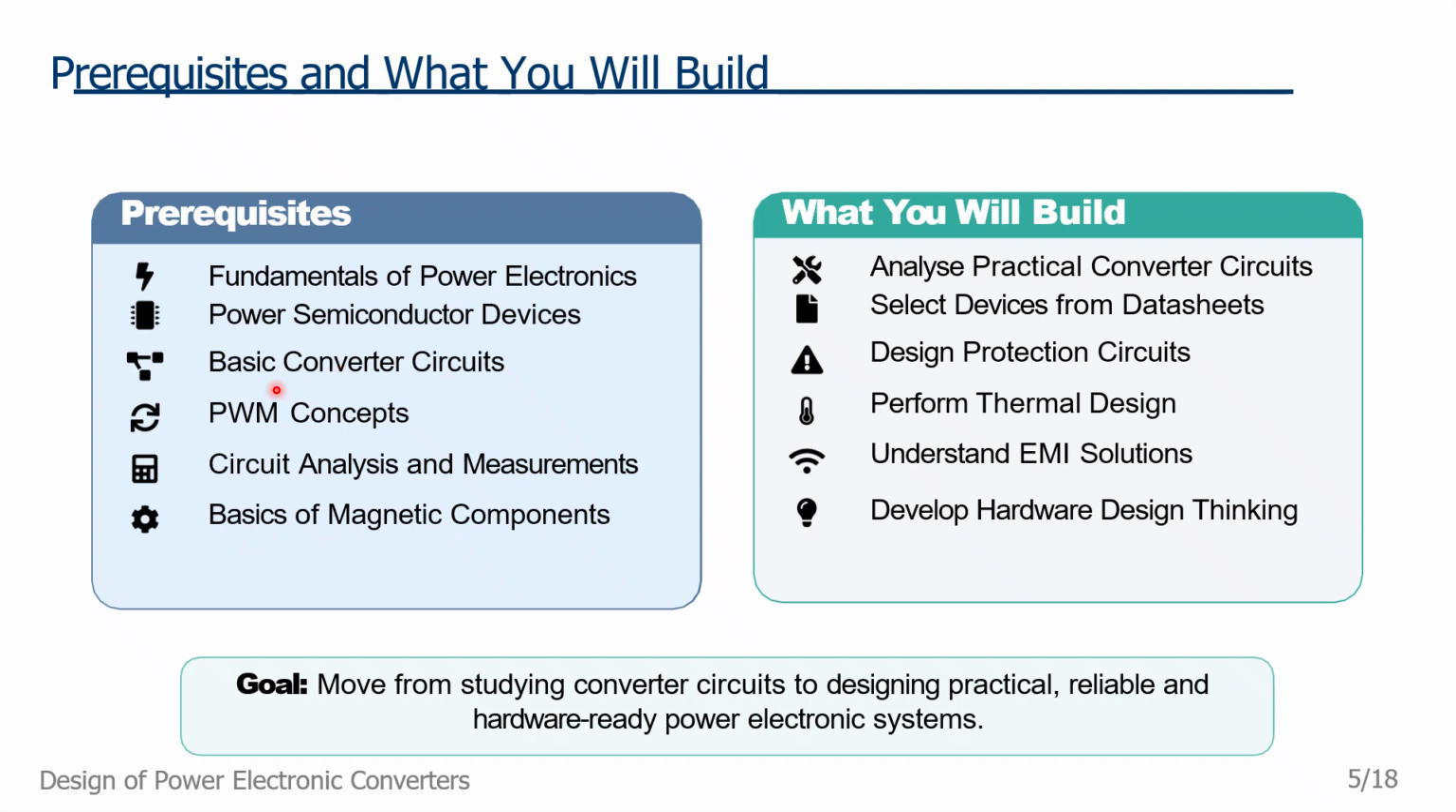Then you have to understand how the circuit analysis and measurement is done. You have to understand some basics about the magnetic components. So when you are completing this, you will learn how to analyze a practical converter, how to select a device from the data sheet, then how to design the protection circuit, thermal analysis, thermal circuit, and your electromagnetic issues.